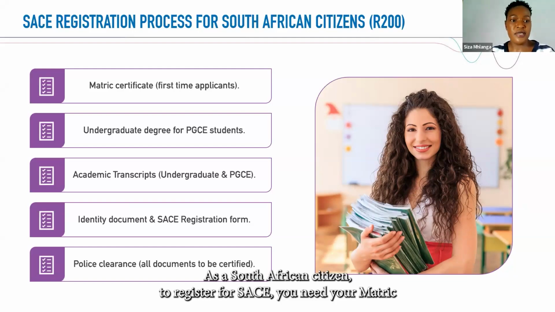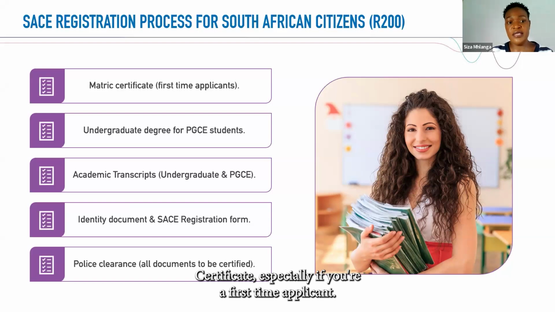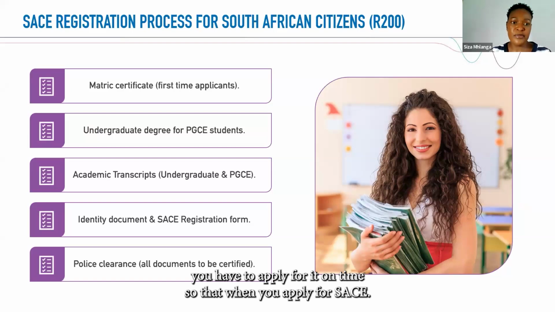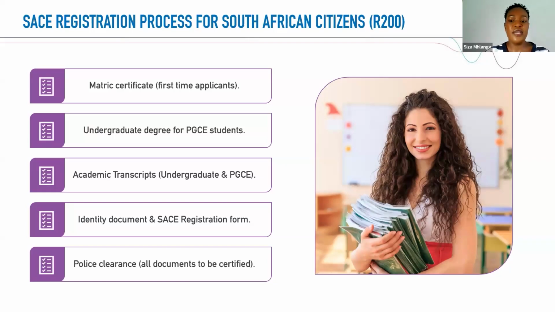As a South African citizen, to register for SACE, you need your matric certificate, especially if you're a first-time applicant. So if your matric certificate got lost or you misplaced it, you have to apply for it on time so that when you apply for SACE, it will be issued by then.